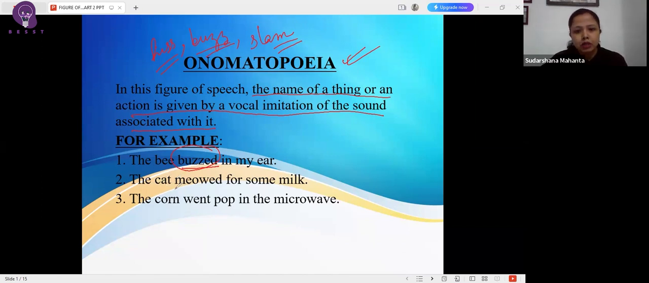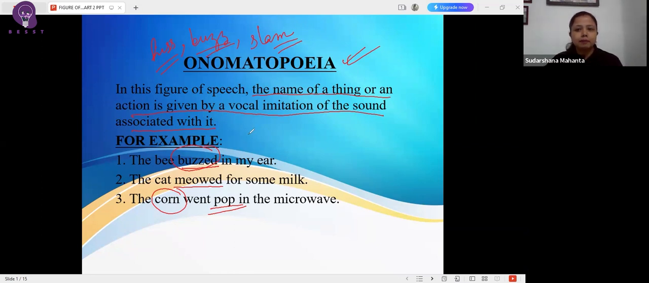Like, the cat mewed for some milk. Mew, the sound made by the cat is the mew sound. Yes. The corn went pop in the microwave. This is also a sound made when you put corn in the microwave, and when it's completed, you can hear the popping sound. Okay, so that is the sound. The vocal imitation of the sound that is associated with it is onomatopoeia.